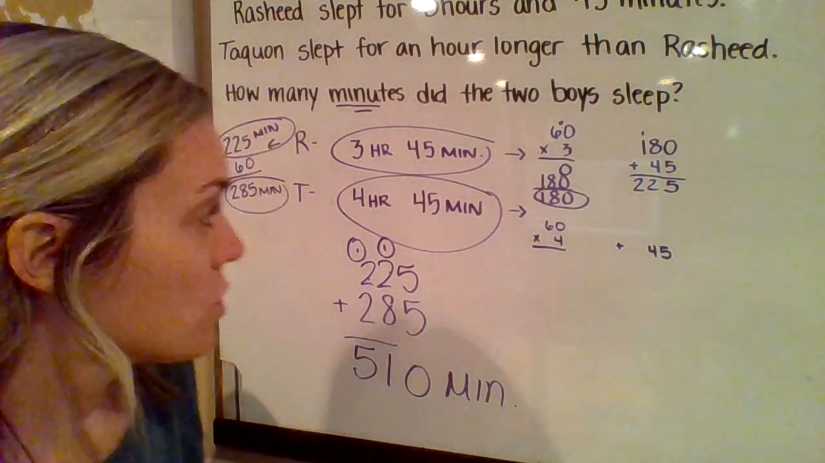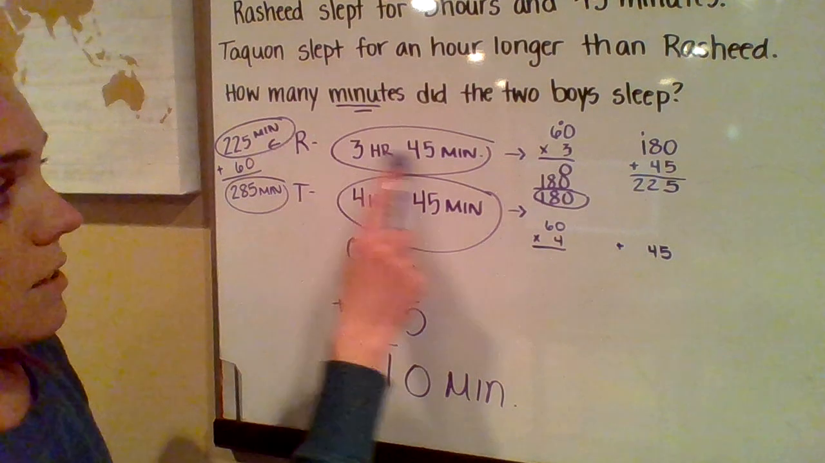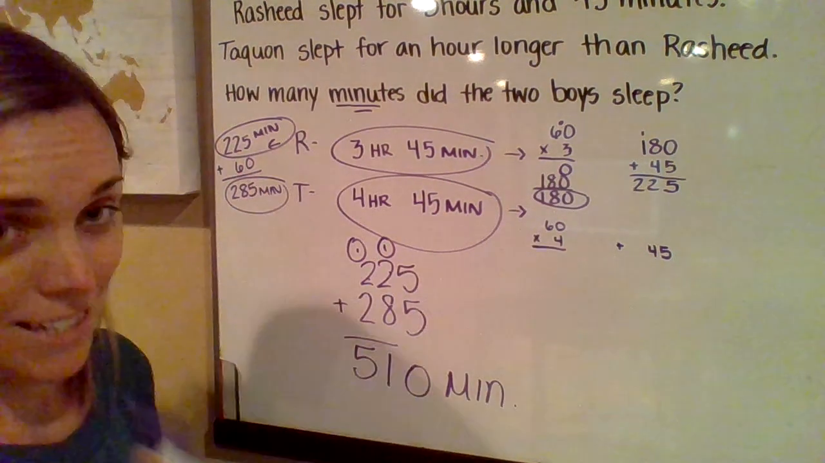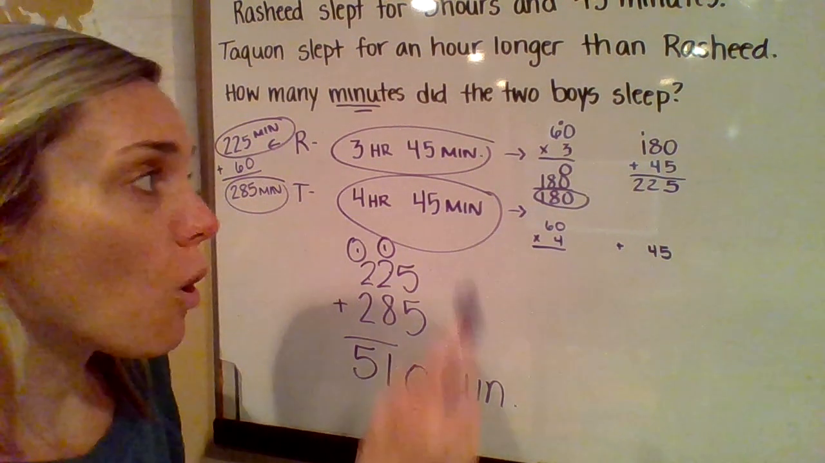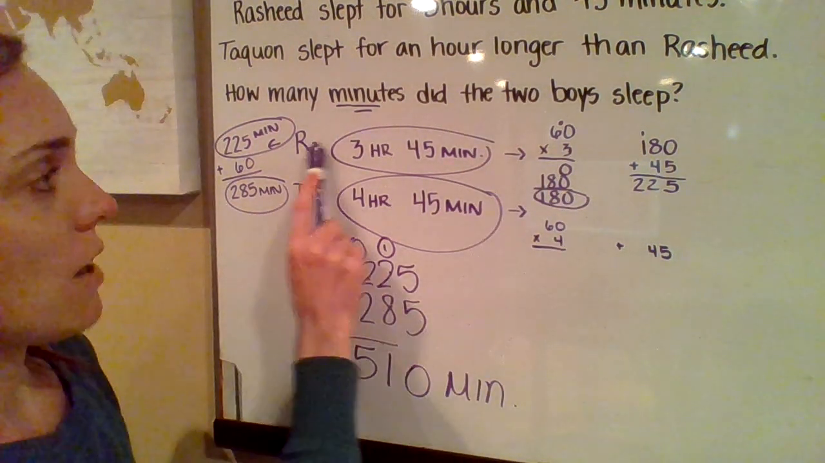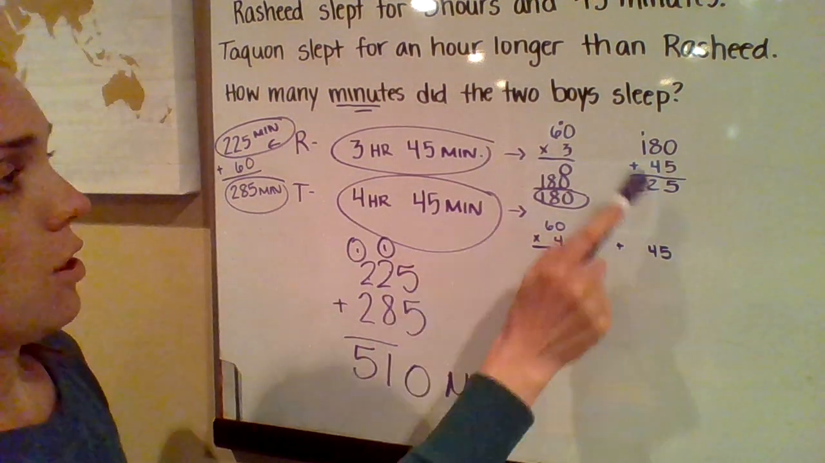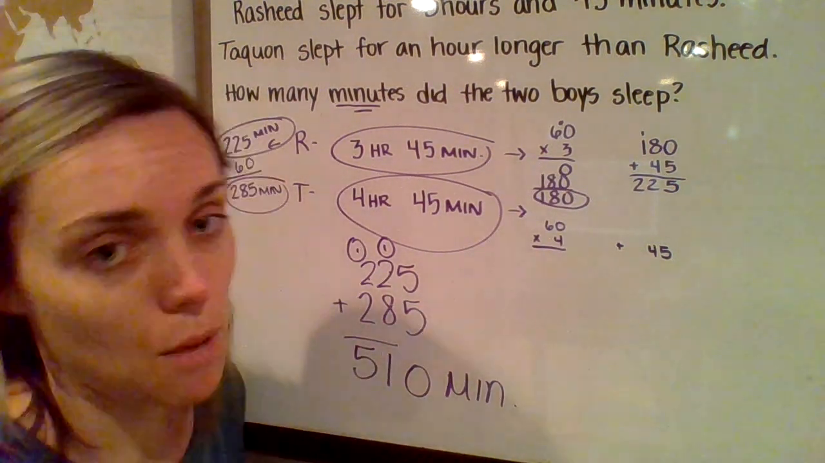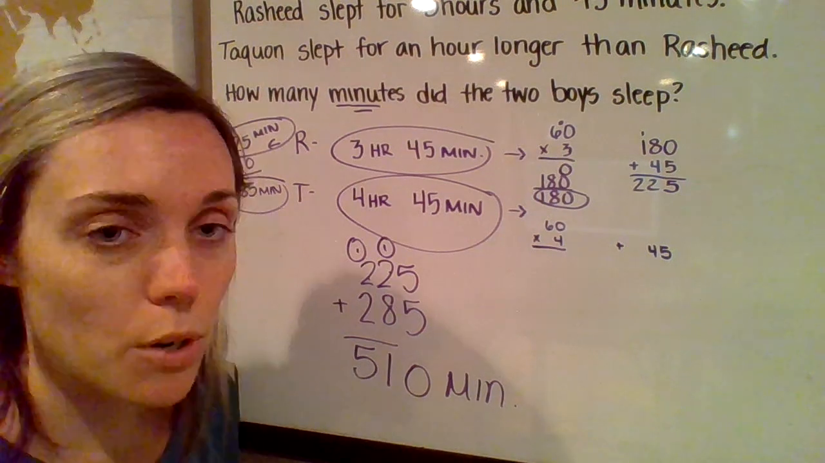So you saw that first I had to figure out Rashid's, figure out Taquan's, then convert it to minutes, and finally add it up. So although this problem wasn't hard, I wrote down 1, 2, 3, got my minutes, and added, 4 steps for a problem. Today you are going to be doing that.